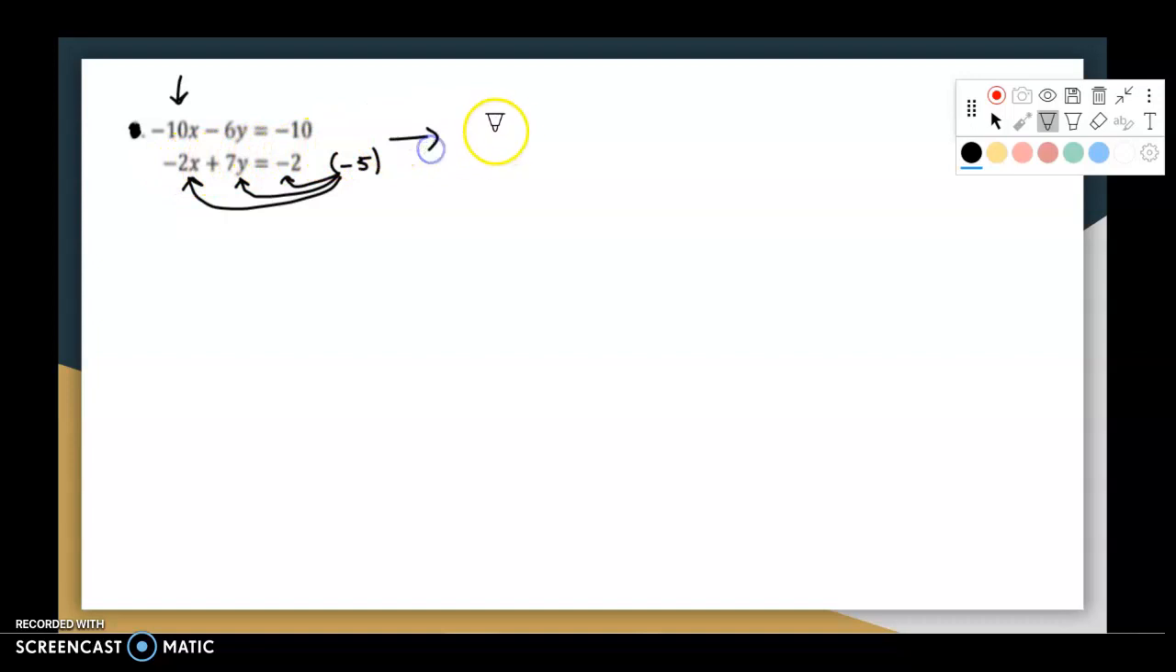So the top equation this time, I am not going to change. I'm going to leave it the same. The bottom equation, I'm going to multiply everything by negative 5. Negative 2x times negative 5 is 10x. 7y times negative 5 is negative 35y. And negative 2 times negative 5 is positive 10.